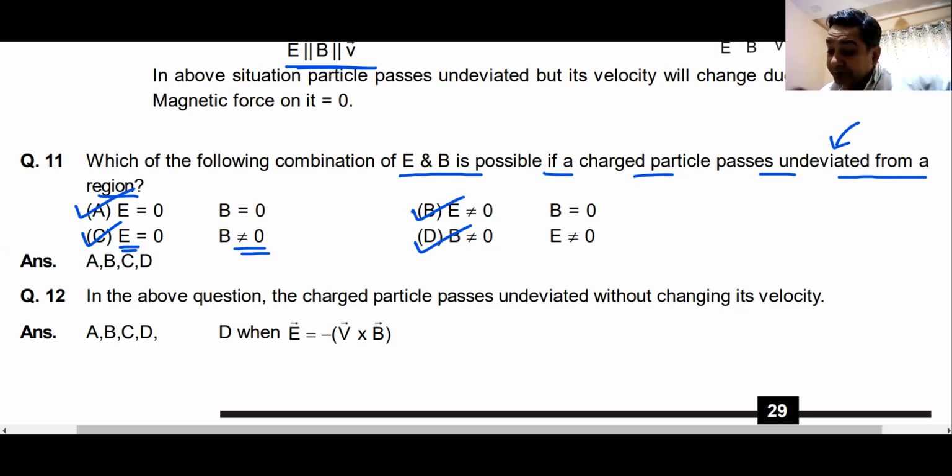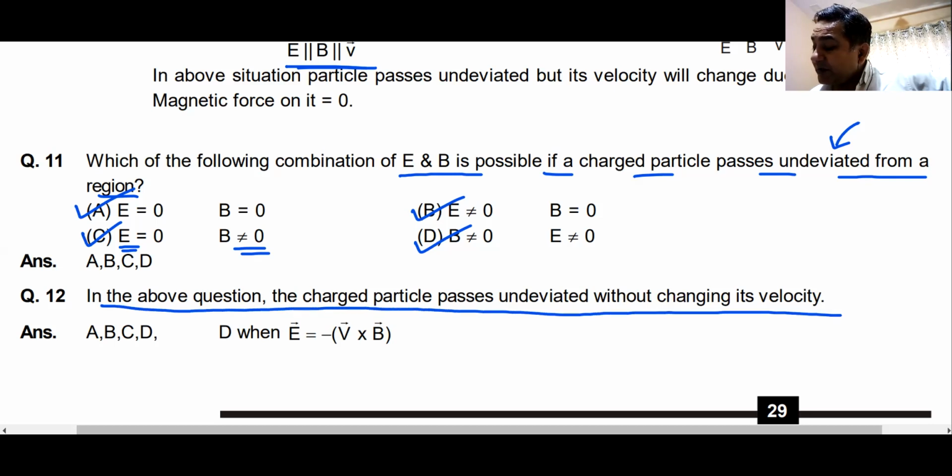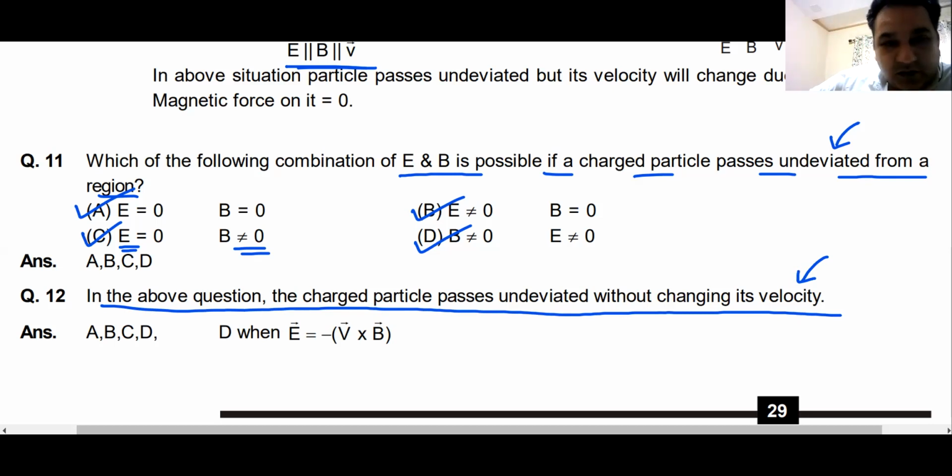Yes, sir. Question number 12. In the above question, the charged particle passes undeviated without changing its velocity. Without changing its velocity, that means the magnitude should also not change. So which options are correct now? The magnitude should not change also. Direction should not change. Yes. Magnitude should also not change. What are the possibilities now? Tell me the possibilities. 4 options are given to you.